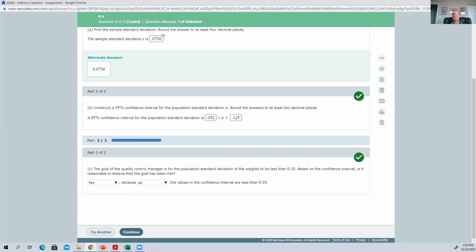So I hope that helped, walking through one of these problems directly from the Aleks program. So that ends the recorded lectures for section 8.4 and actually all of chapter 8.